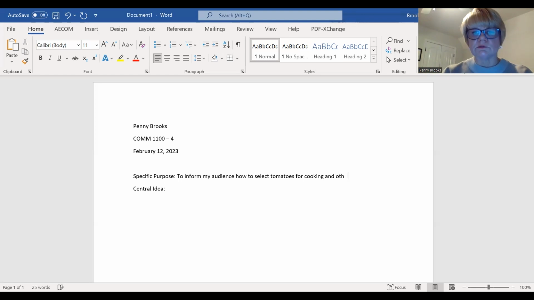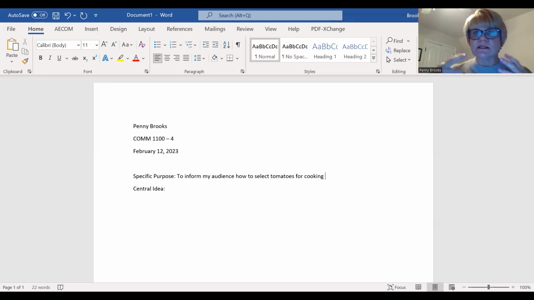Mostly for cooking. So for cooking, I mean, if you make a salad, it's not exactly cooking, but it kind of is. I'm just going to say for cooking. Because otherwise, if you say other uses, it makes it sound like we're going to be using them like polish, china or something, and we're not. So, okay. So that's my specific purpose.